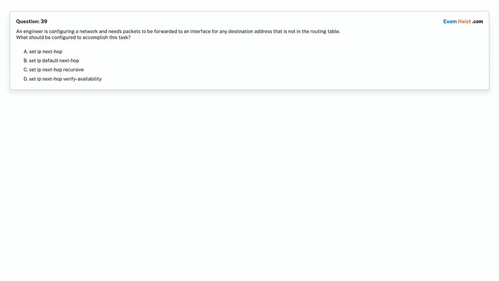Question 39. An engineer is configuring the network and needs packets to be forwarded to an interface for any destination address that is not in the routing table. What should be configured to accomplish this task?